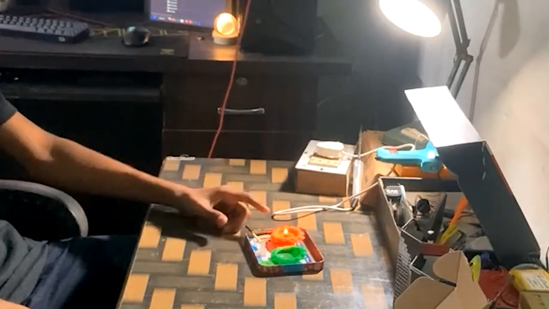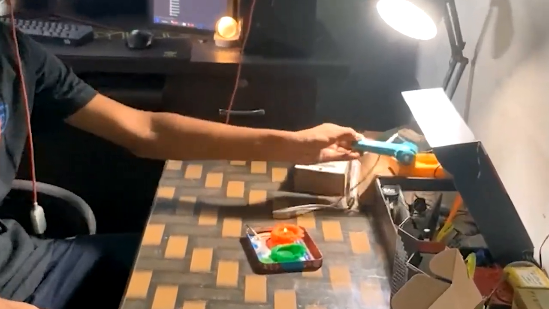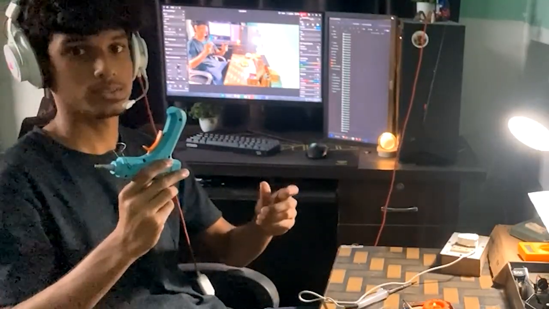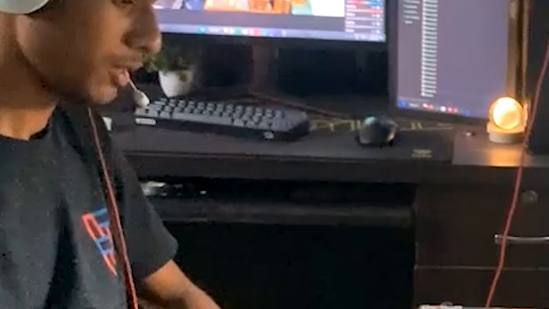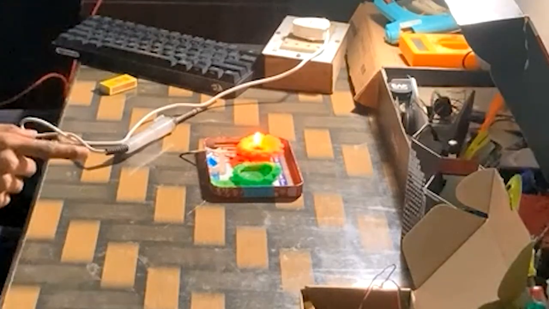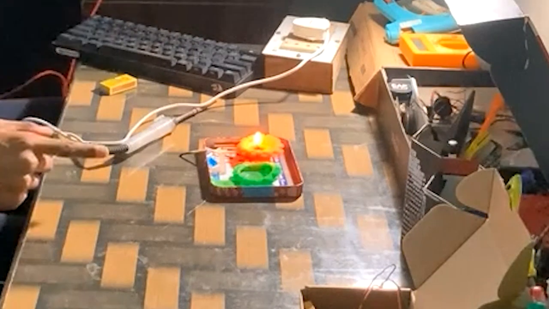Well, you might be wondering why I lit up a candle. It's because my glue gun broke. Yep, she gave up on me. I meant the gun. And the candle is not for a remembrance, it's just for melting the glue sticks.